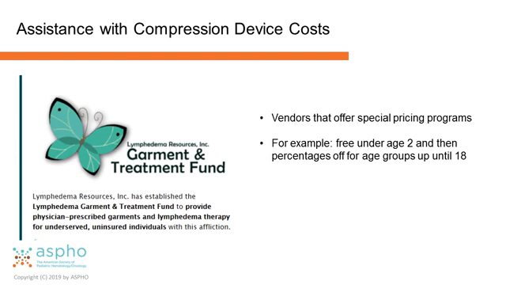There are different programs out there that can assist with cost of compression devices. This is an example of lymphedema resources that has a garment and treatment fund that somebody can apply to. There are vendors that offer special pricing programs. For instance, there's one vendor that will offer garments free under age 2, and then they have percentages off as the child grows older until age 18.